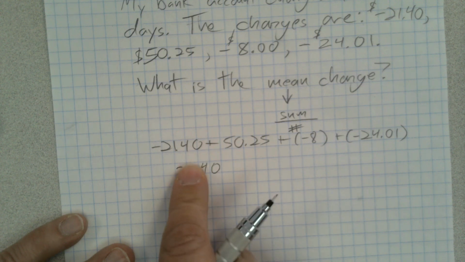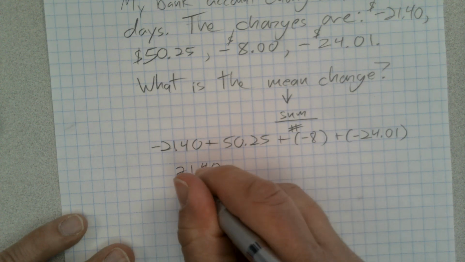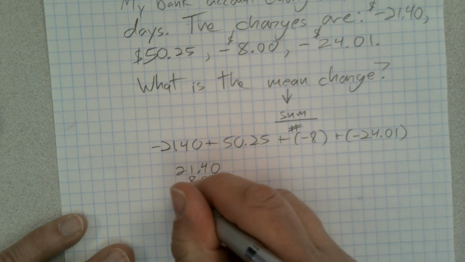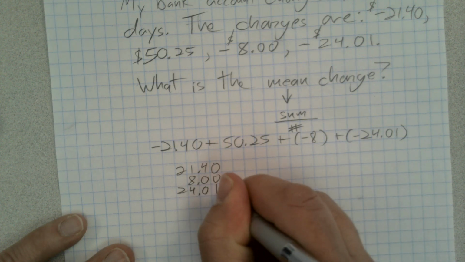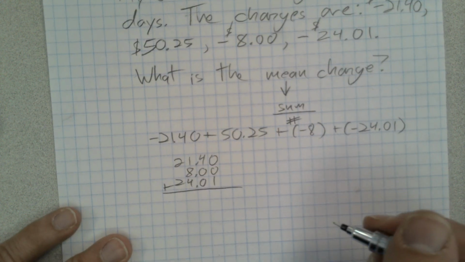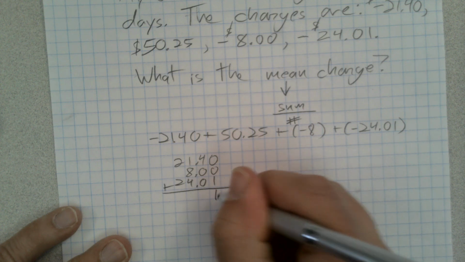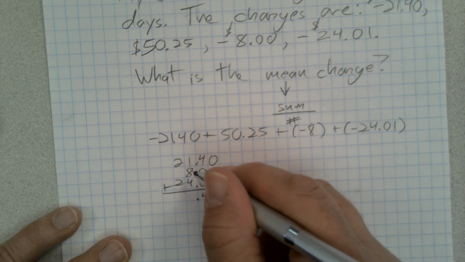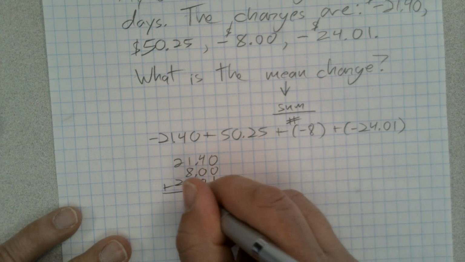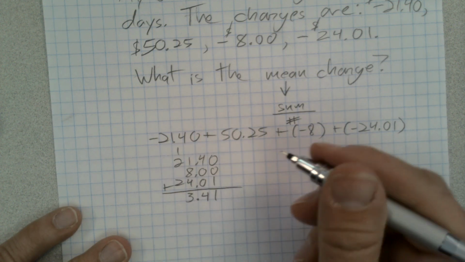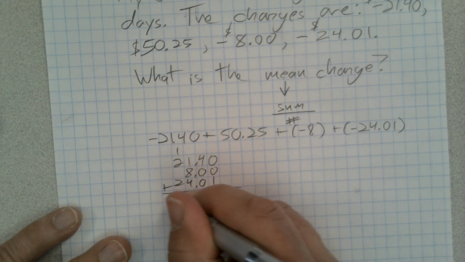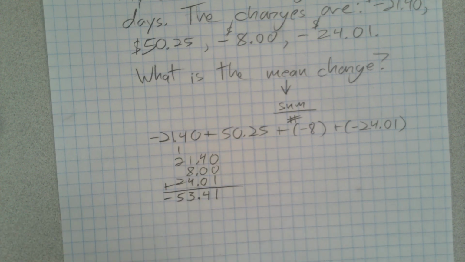Make sure you are lining up your decimal point. So 8 would go right here, decimal point 00, and 24.01, 24 decimal point 01, and we would add those together. 0 plus 0 plus 1 is 1, 0 plus 0 plus 0 is 0. Bring down your decimal point. 1 plus 8 is 9, plus 4 is 13, 3 carry the 1. 1 plus 2 is 3, plus 2 is 5. And that's going to be negative because I'm adding 3 negative numbers.